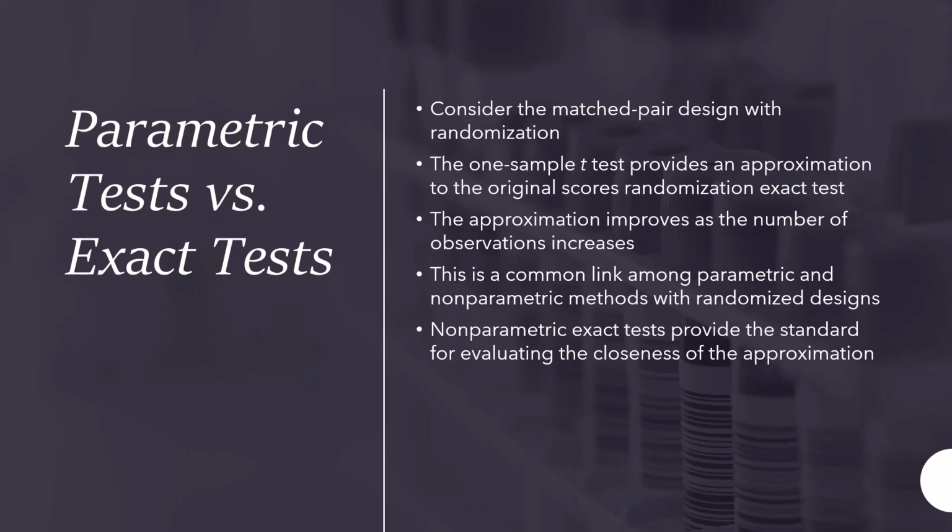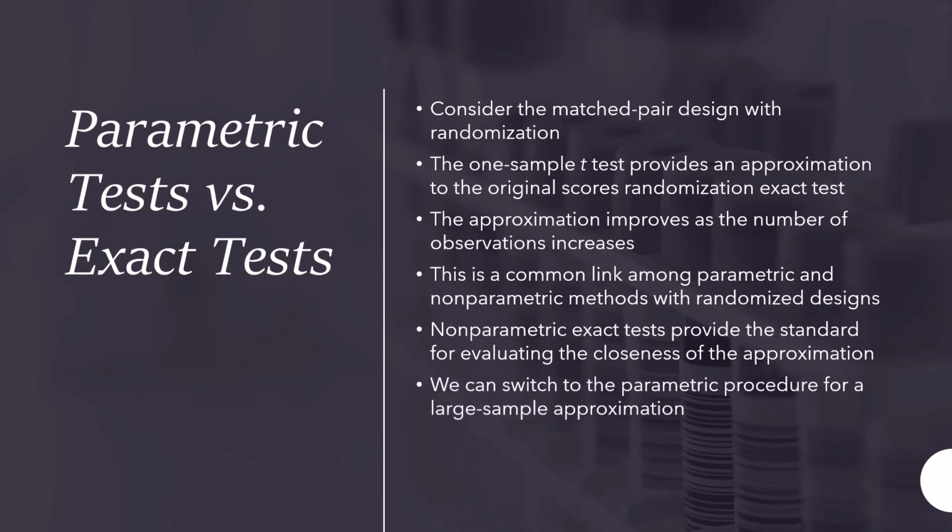And in fact, if you get a large enough sample size, we could switch to the parametric procedure for a large sample approximation, and that may be what we need to do if we hit the limit in terms of our computational power, but we do it knowing that we're now in a territory where the parametric test can give us a very nice approximation to the nonparametric test. So you can think of parametric test as providing large sample approximations to our standard that provides exact values, the nonparametric test. And in the next video, I'm going to look at large sample approximations for some of the nonparametric methods that we have learned about so far.